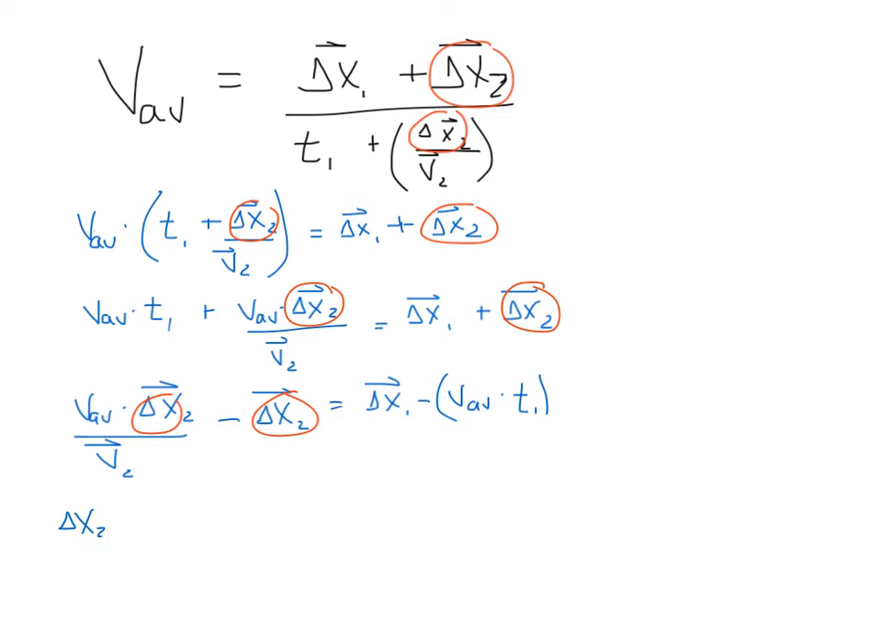Delta x2, our change in displacement 2, is going to come out front, and then everything else is going to be in brackets right here. So that's going to be average velocity over velocity 2 minus what does this become? It just becomes a 1, right? Because that's just a 1 minus 1 equals delta x1 minus average velocity times t1. We're getting a lot closer. Look at this. We went from our unknown in two places to our unknown being in one place right here. Now it's gotten a lot cleaner.